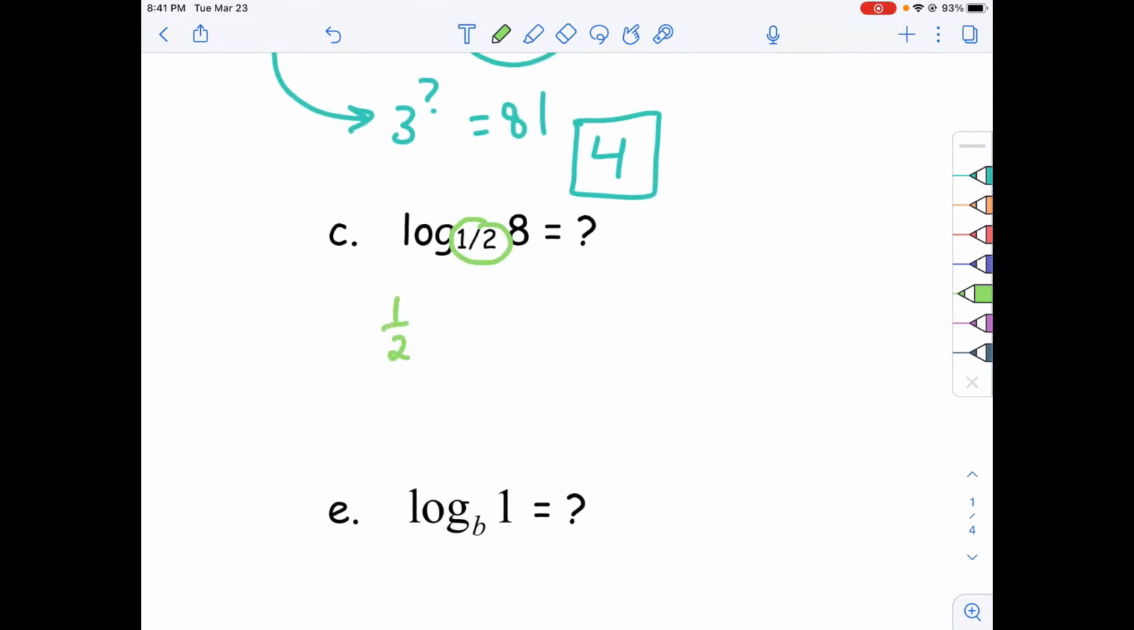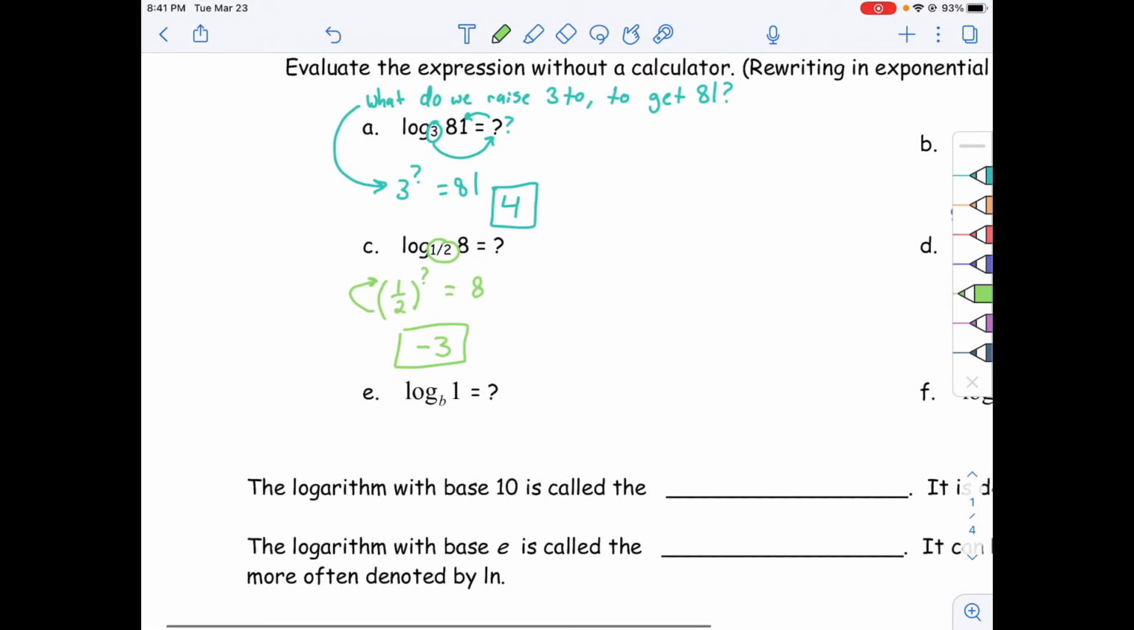Next up, we have 1/2 as the base, so that means 1/2 is our base of our exponent. And it's saying, what do we raise 1/2 to in order to get 8? Well, we first need to flip that 2 to the numerator, so it's definitely going to be negative because we need to flip the base. And then 2 to what power? 2, 4, 8 would be the 3rd power, so negative 3 once again.